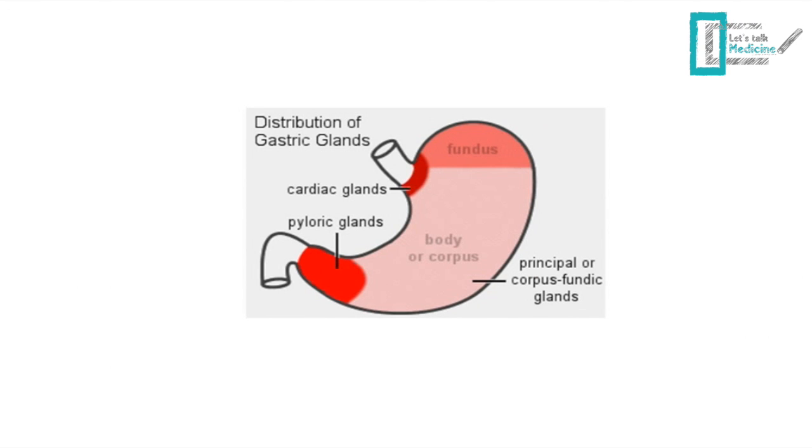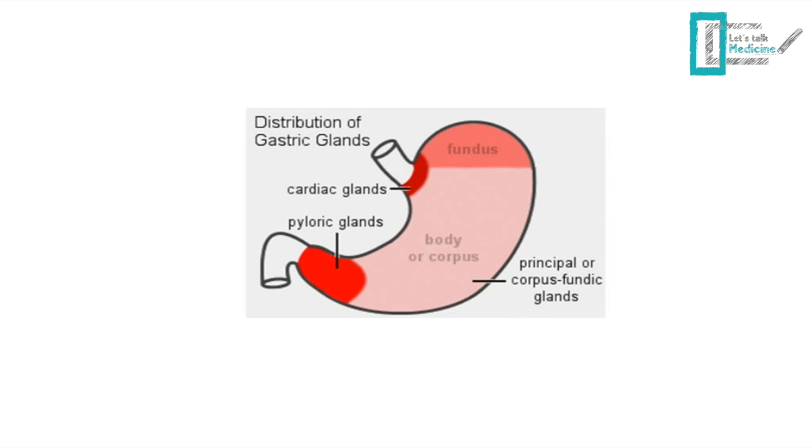Okay, so the glands are distributed according to the regions that we discussed before. The cardiac region has mainly mucus producing cells. So what's important is the fundus and the body, or the corpus. These two parts are where all the other types that we discussed before are present. So we have the parietal cells, the chief cells, the mucous neck cells, the endocrine cells, the ECL cells, we have everything in the fundus and the body.